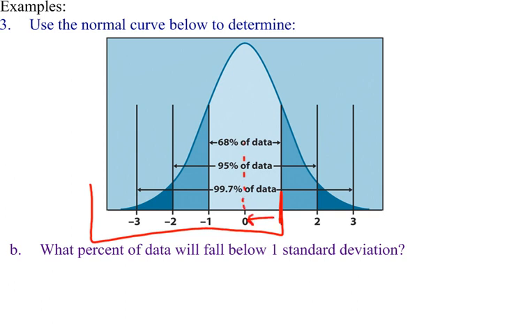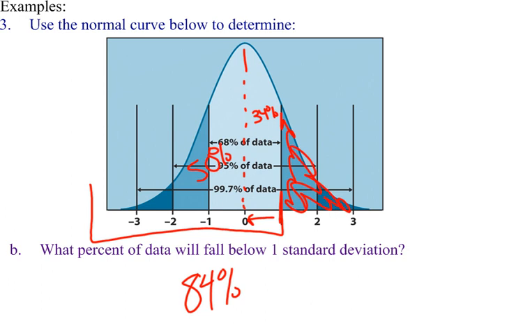So, same idea though. This is 34%. This would be 50%. This all right here, right? So it's actually 84%. If they ask for above 1 standard deviation, this part right here would be the 16%. And this is always going to be true, so you can look back on these and double check stuff.